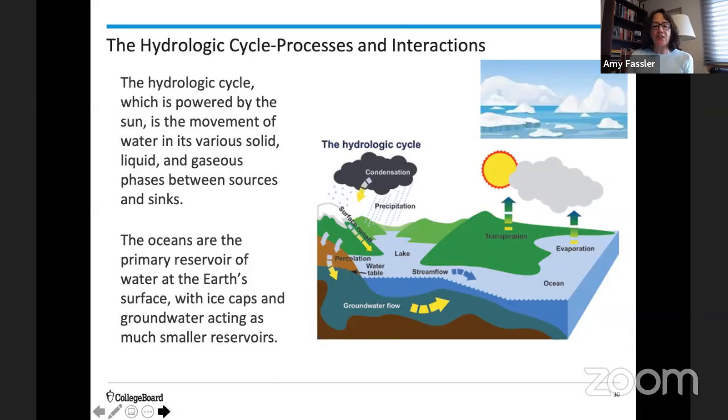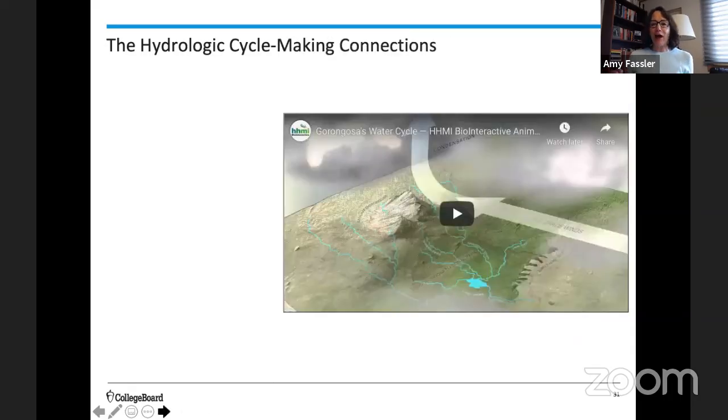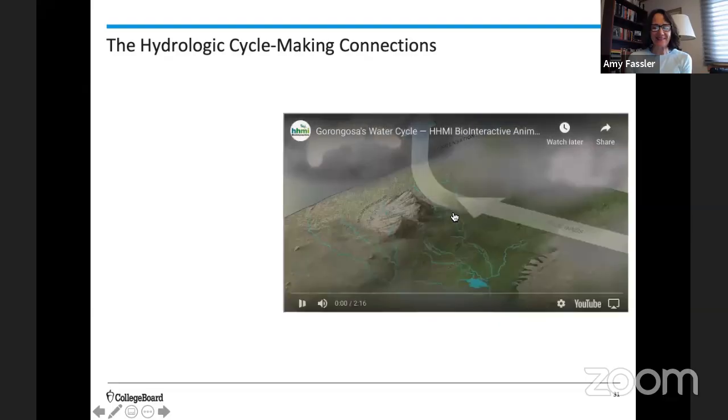So let's take a look at the hydrologic cycle in action. I've got this cool little animation. We're going back to Africa. I think we've been there a couple of times. It lets you see these processes in the water cycle, the hydrologic cycle, more in action, and then we're going to make a couple of connections.